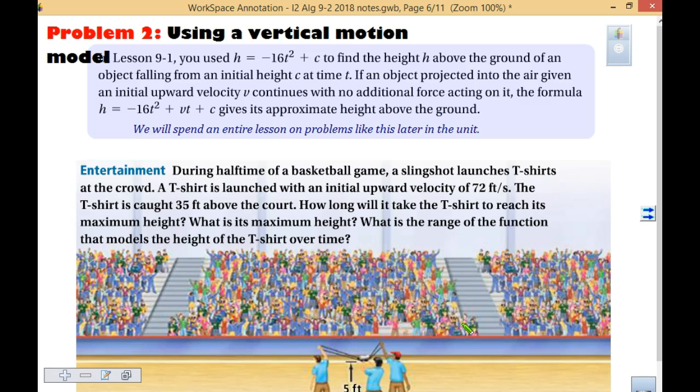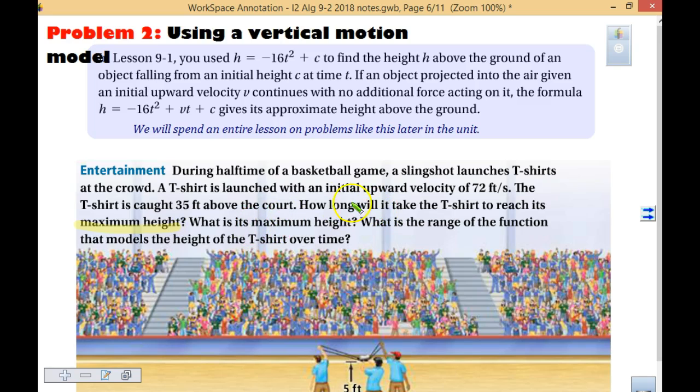We're going to spend the entire lesson later on really working on these pretty heavily, where we have that velocity. It says during a halftime basketball game, a slingshot launcher launches t-shirts to the crowd. The t-shirt is launched with an initial upward velocity of 72 feet per second. The t-shirt is caught 35 feet above the court. How long did it take the t-shirt to reach its maximum height? What is the maximum height? So these are going to be the questions.